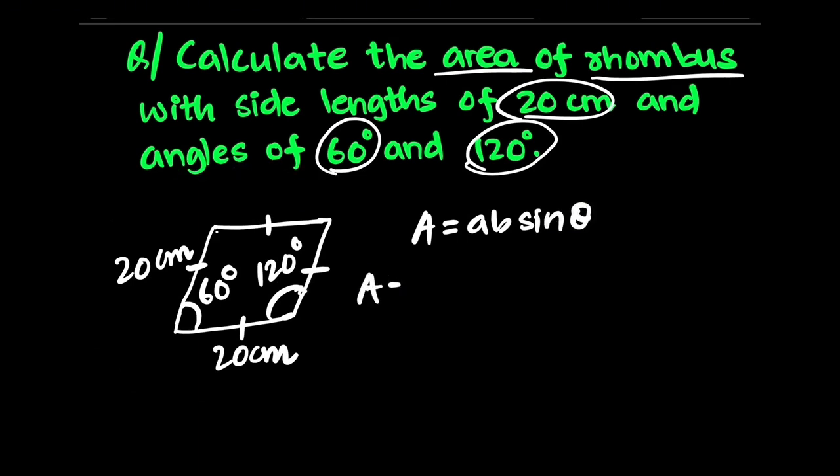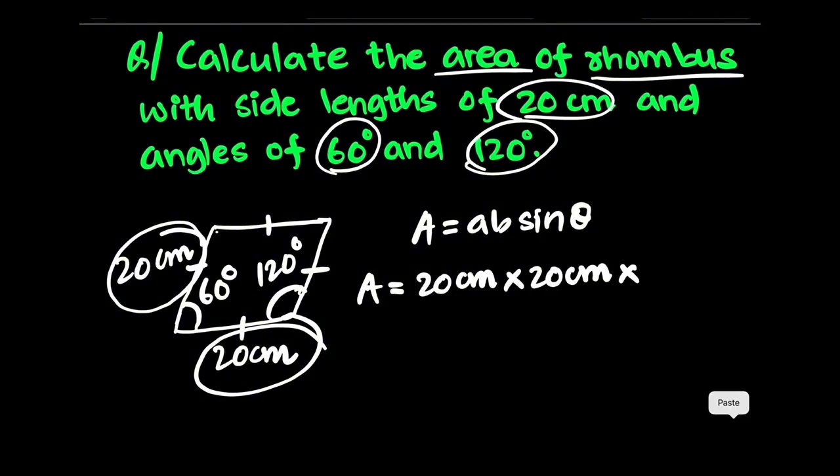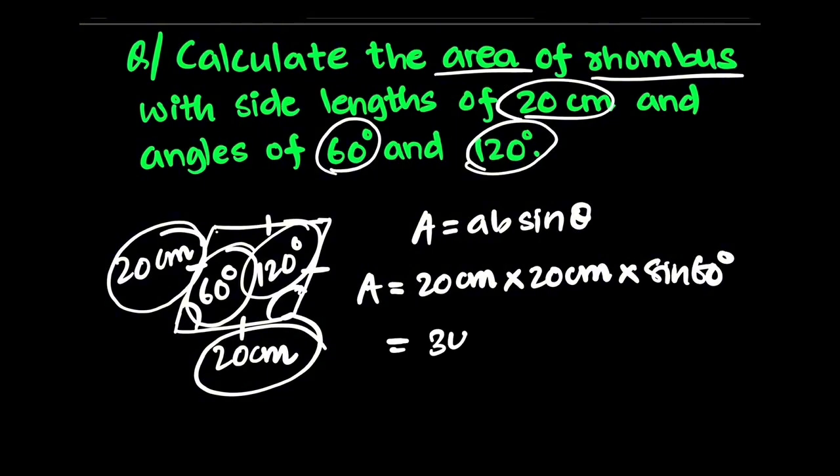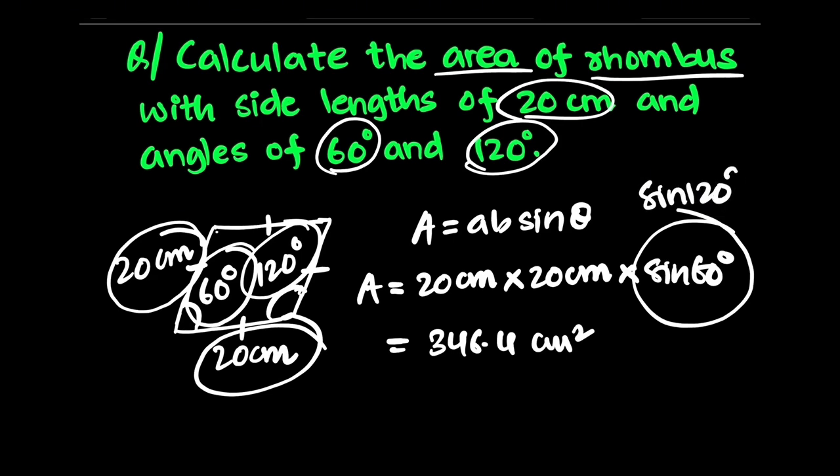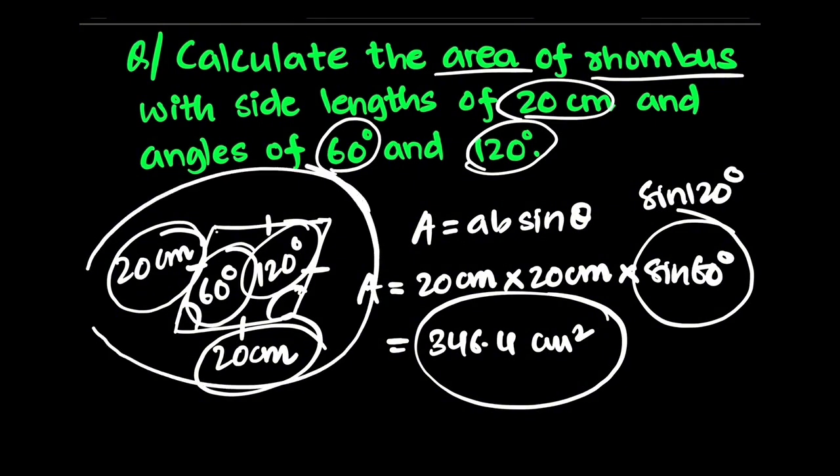So substitute everything here. a equals 20 centimeter, b equals 20 centimeter, and you can use any of these two angles, sine 60 or sine 120 degree, because sine 60 degree literally equals sine 120 degree. So I can either use sine 60 degree or 120 degree, which gives us 346.4 centimeters square. So instead of the sine 60, I can also use here sine 120 degree, which would still give us 346.4 centimeters square. So the area of this rhombus is 346.4 centimeter square.